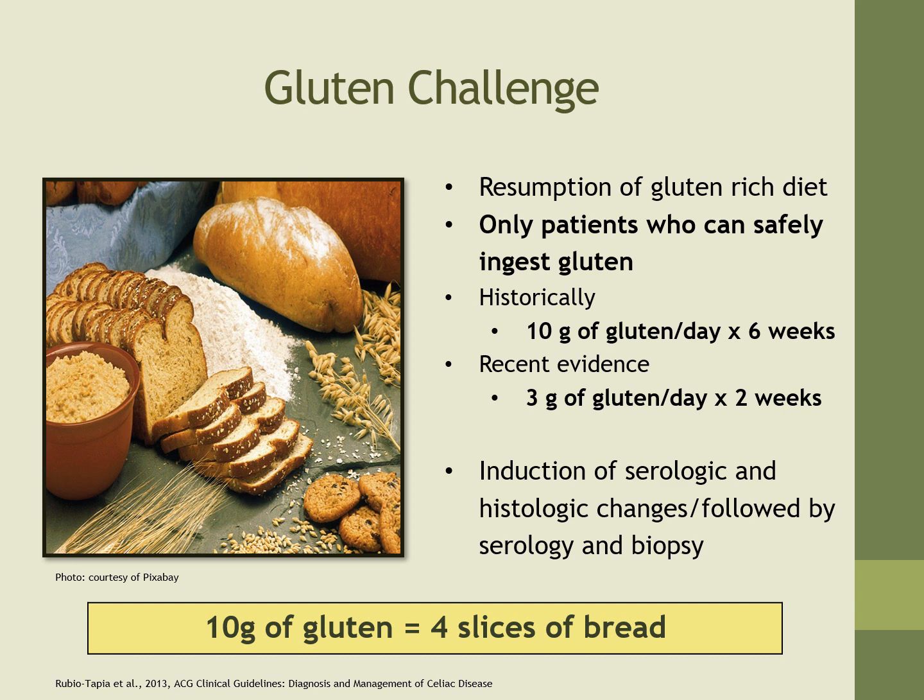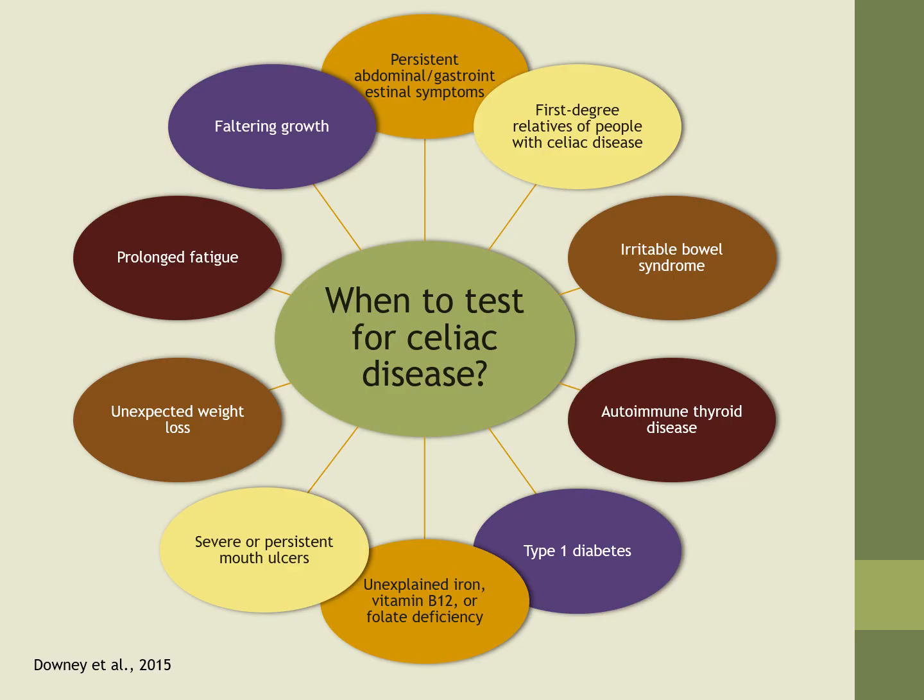Historically, the requirement was ingestion of 10 grams of gluten per day, which equals about 4 slices of bread, for 6 weeks. The recent studies found that if patient ingests more than 3 grams of gluten per day for 2 weeks, or 10 grams of gluten per day for 18 days, it can induce serologic and histologic changes to confirm the diagnosis. Since celiac disease presents with a variety of symptoms, who should be tested and when?